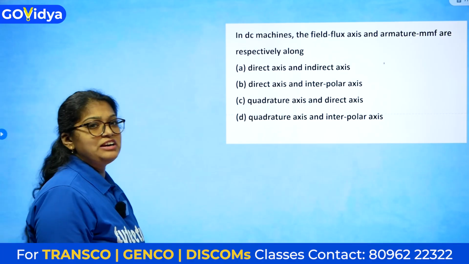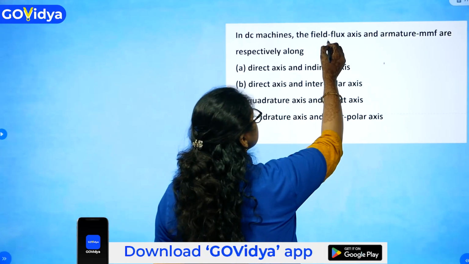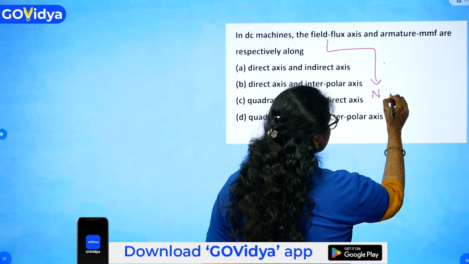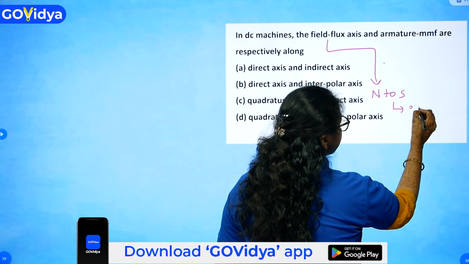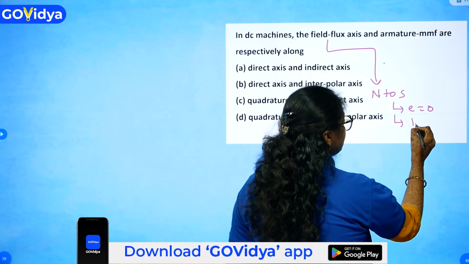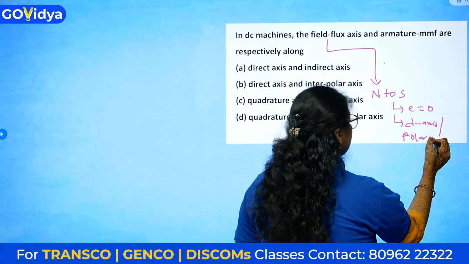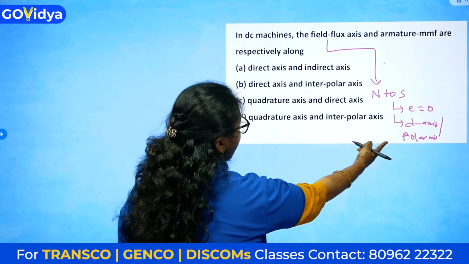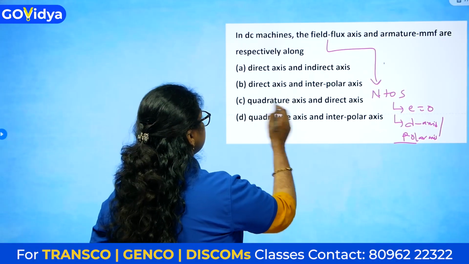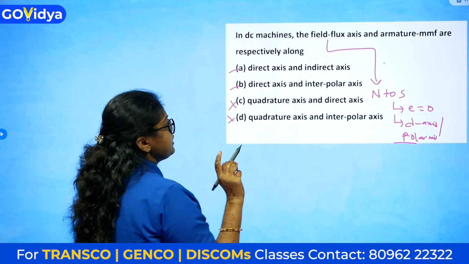In DC machines, the field flux axis and the armature MMF are respectively? So the field flux will be from north to south pole, where the EMF will be 0. If the EMF is 0, we can say it is along the D axis, which is nothing but the polar axis. So let's move to the first one. Field flux axis along the polar axis or D axis. Direct axis is option B, option C no, option D no. So the answer will be between A and B.